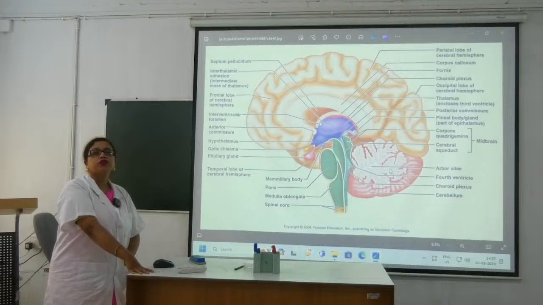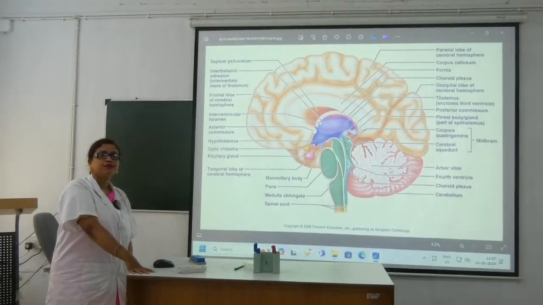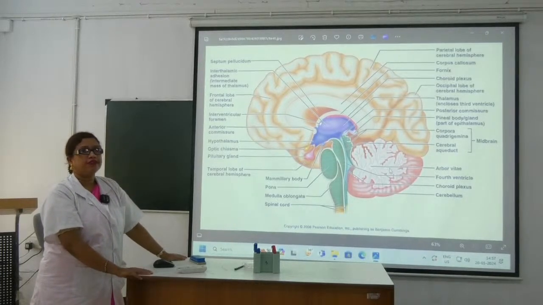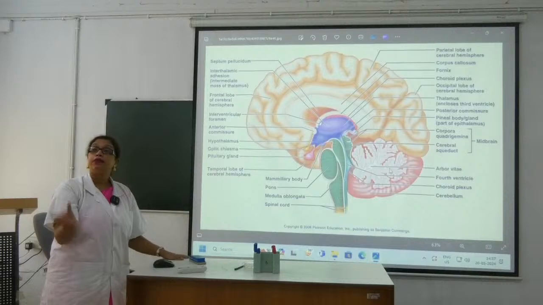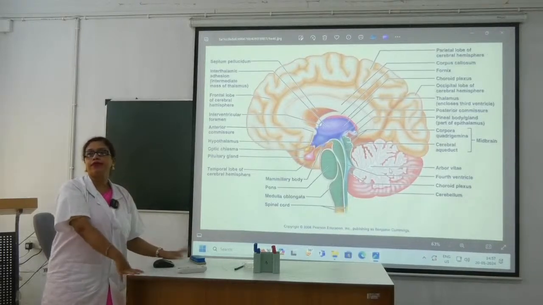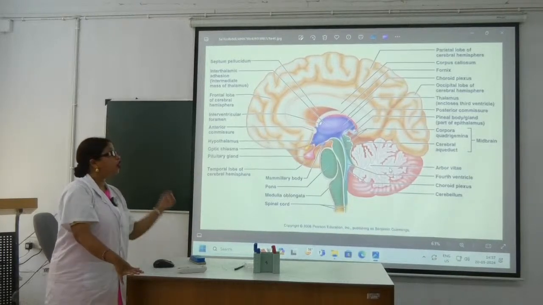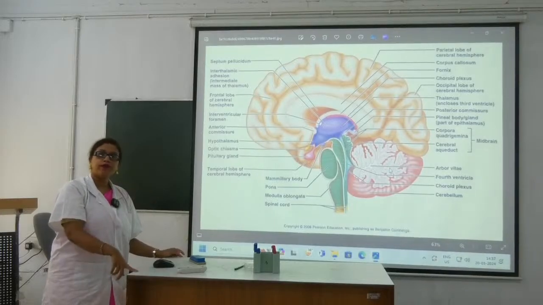So what is the function of the cerebellum? Balance, posture and movement. Which movement? The voluntary movement. The muscle tone is regulated by the cerebellum. So these are all in the mid-sagittal section of the brain. Now we will take a break, we will see the specimen. Okay, be quiet.